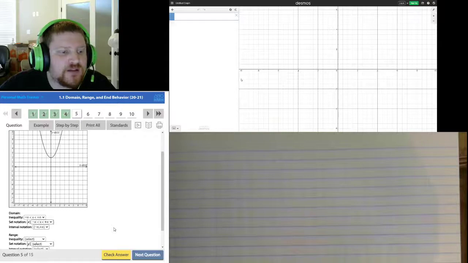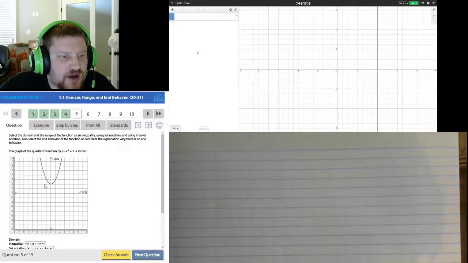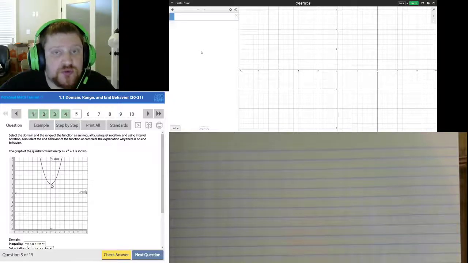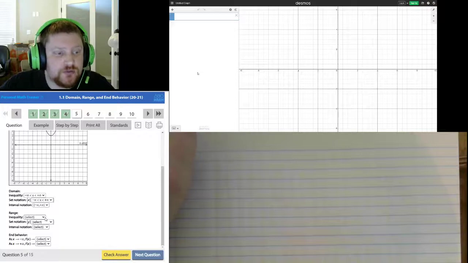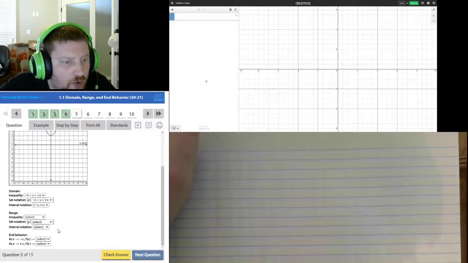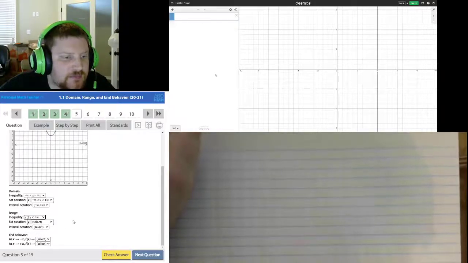Perfect. Now let's look at our range. So it looks like the lowest this graph goes is 2, and the highest it goes is infinity. But it does touch 2, so it's going to include that 2. So we're looking for all numbers greater than 2. Greater than or equal to 2. So here we go. 2 is less than or equal to y is less than infinity.